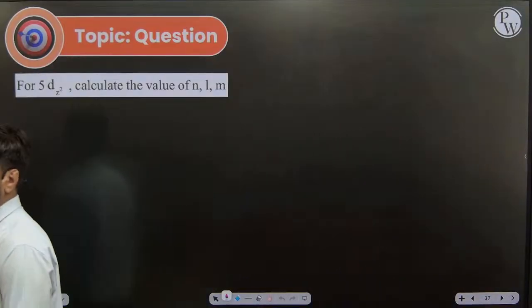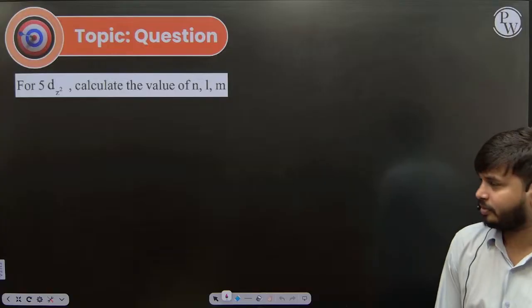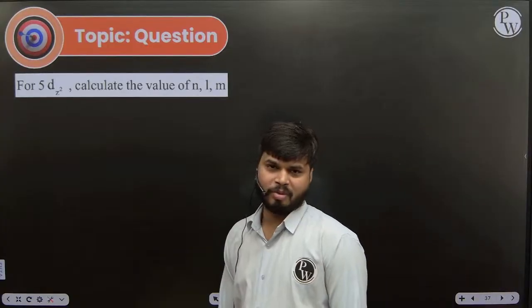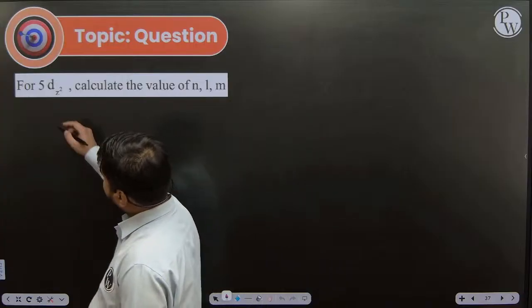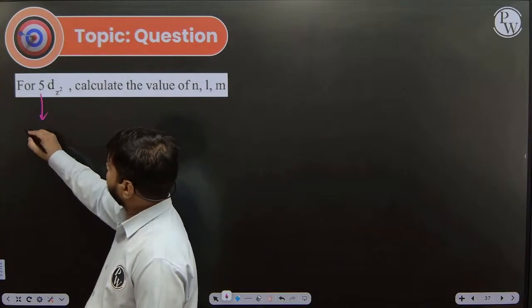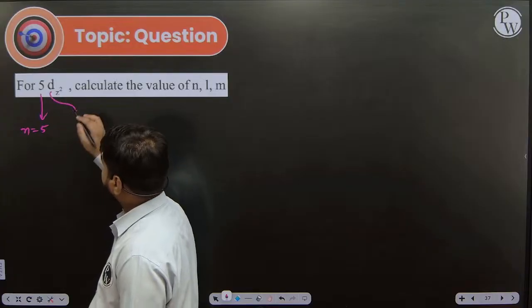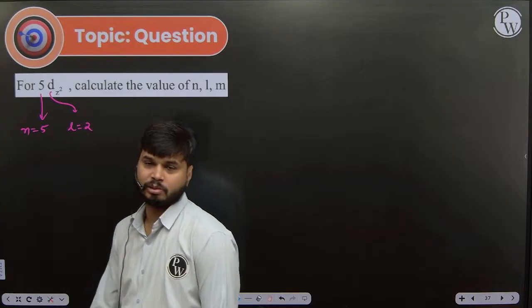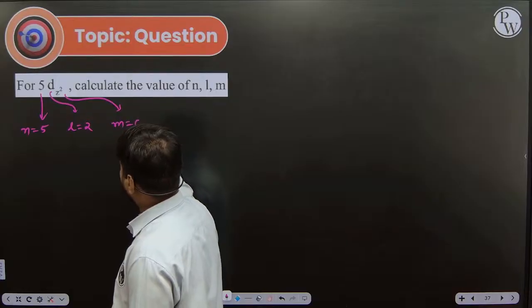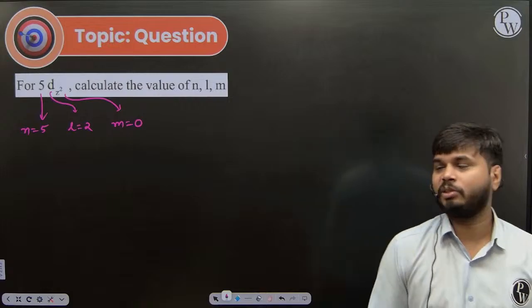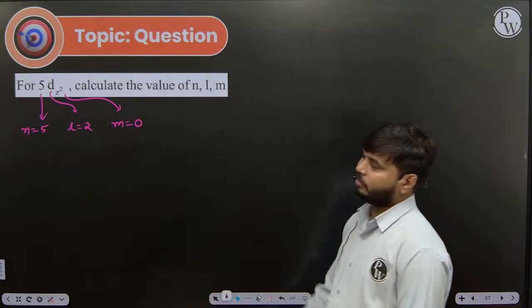We have 5dz square, and they are asking about the n, l, m: the principal quantum number, azimuthal quantum number, and magnetic quantum number. They are asking for the 5dz square. Now it's very easy to calculate. What is n? n is equal to 5. 5 is representing the shell. d subshell means l is equal to 2, and for dz square the m value is 0. So n value is 5, l value is 2, and m value is 0.